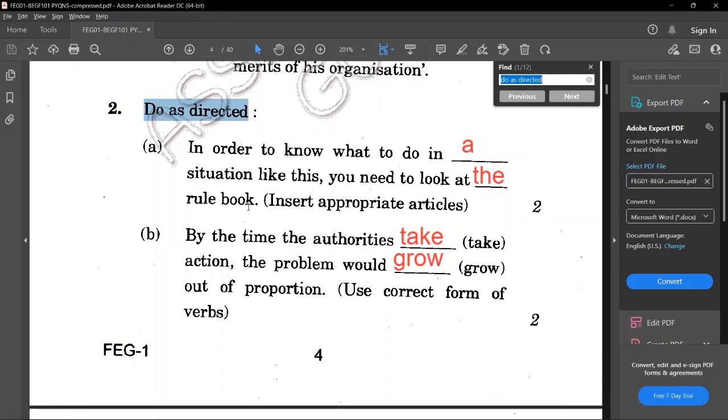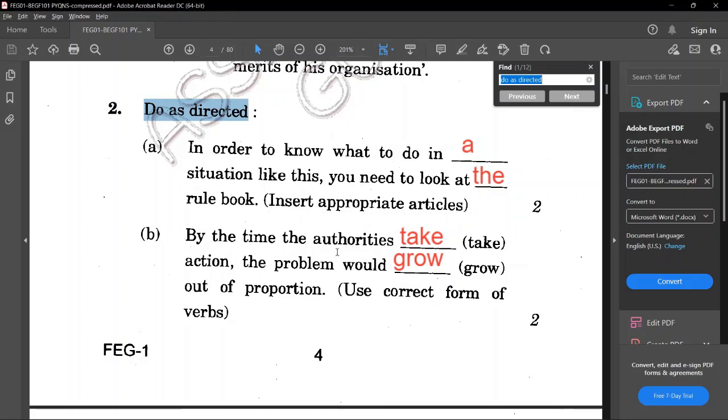Question B. By the time the authorities blank action, the problem would blank out of proportion. Use correct form of verbs. So verbs are given in the brackets. You have to use the correct form of the verb. The correct form may be take, taking, took, or grow, grew, growing, to grow, might not grow, some stuff like that. So basically to convert in the tenses. In this case, we are looking at a sentence that goes like this. By the time the authorities take action, the problem would grow out of proportion.